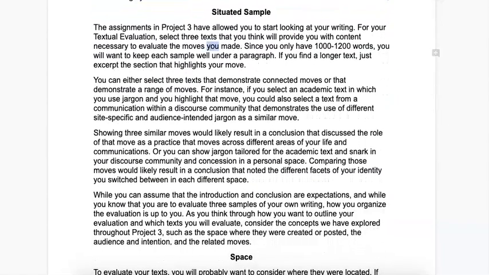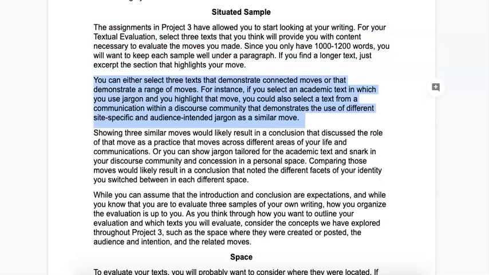Situated sample. The assignments in Project 3 have allowed you to start looking at your writing. For your textual evaluation, select 3 texts that you think will provide you with the content necessary to evaluate the moves you made. Since you only have 1,000 to 1,200 words, you will want to keep each sample well under a paragraph. If you find a longer text, just excerpt the section that highlights your move.